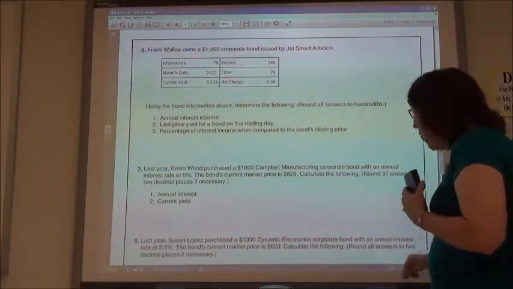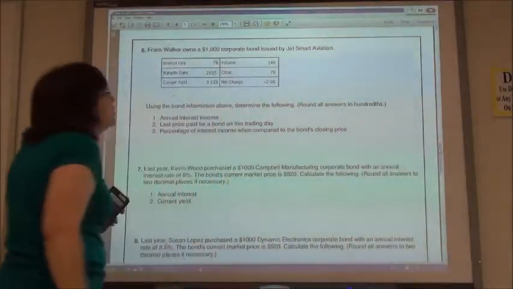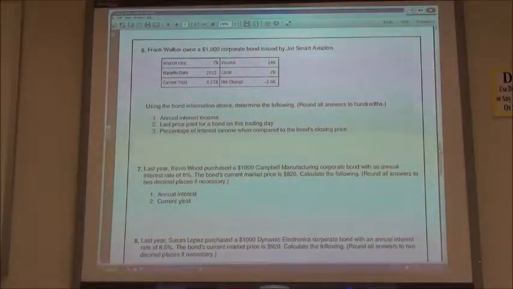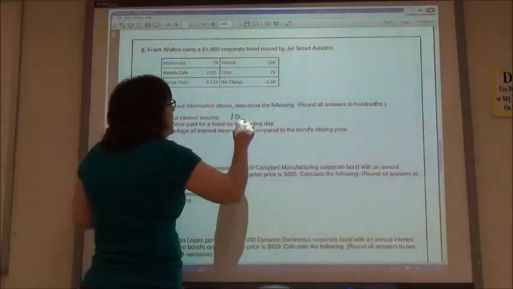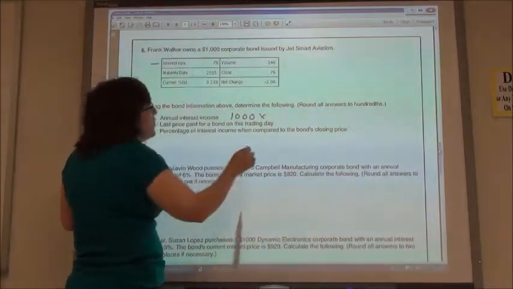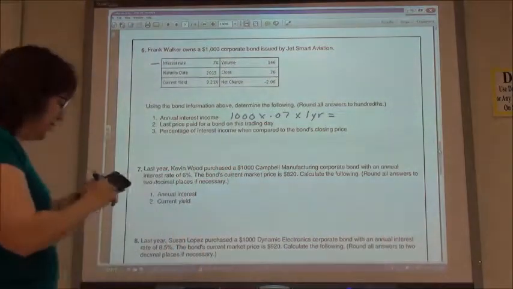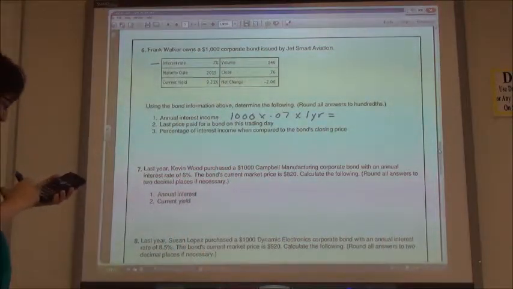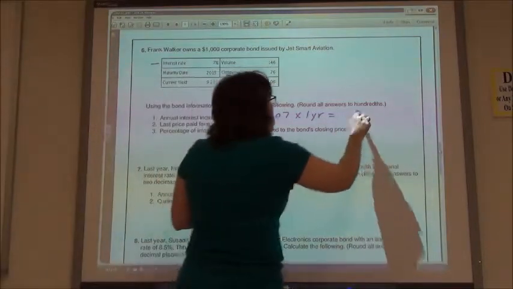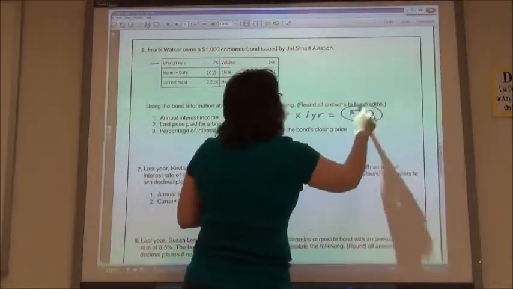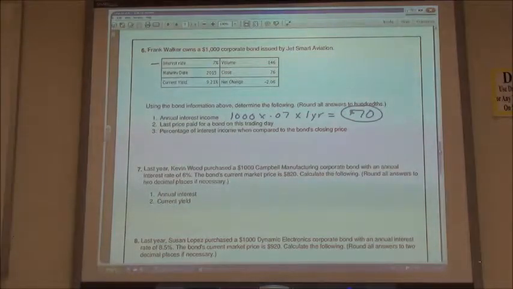Number 6, Frank Walker owns $1,000 corporate bonds issued by JetSmart Aviation. Using the bond information above, determine the following. Round all answers to the nearest hundredth. So annual interest income, again, it's $1,000 face value, 7% is our interest rate, and we're going to do it for 1 year since we're doing the annual interest. So if I take 1,000 times 7% times 1 year, $70 a year is going to be my annual interest that I get paid.